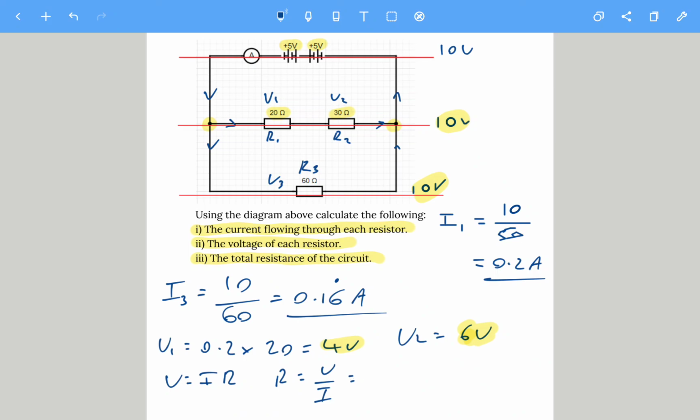So the total resistance would be the total voltage, which is 10, divided by the total current. So the total current would be the 0.2 add the 0.16, because those two currents would actually add up together back at the batteries to give us the total current in the circuit. So we do 0.2 plus the 0.16 recurring. And that gives us a total resistance of 27.3 ohms.